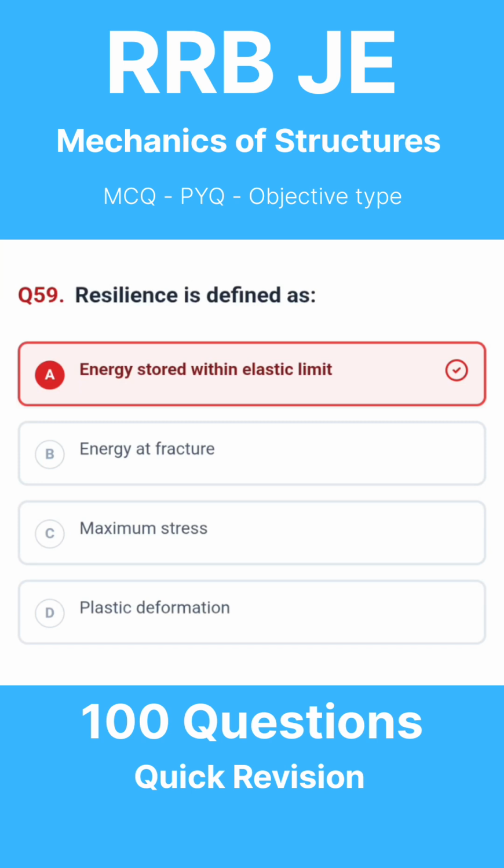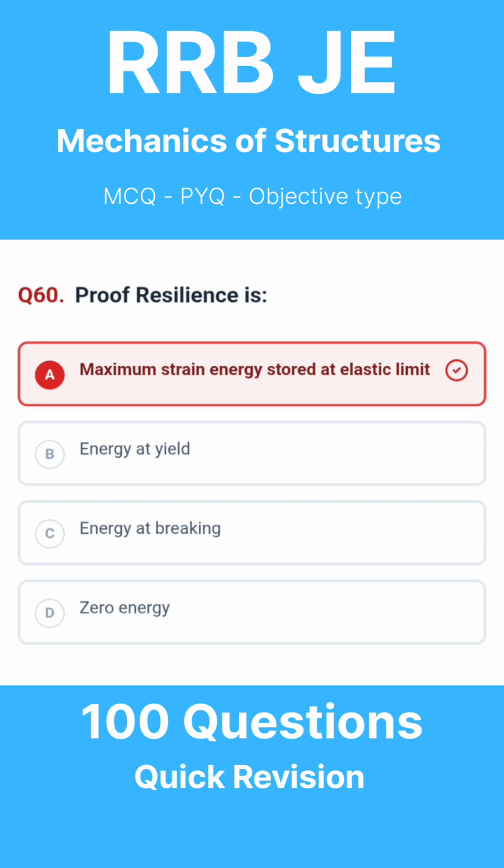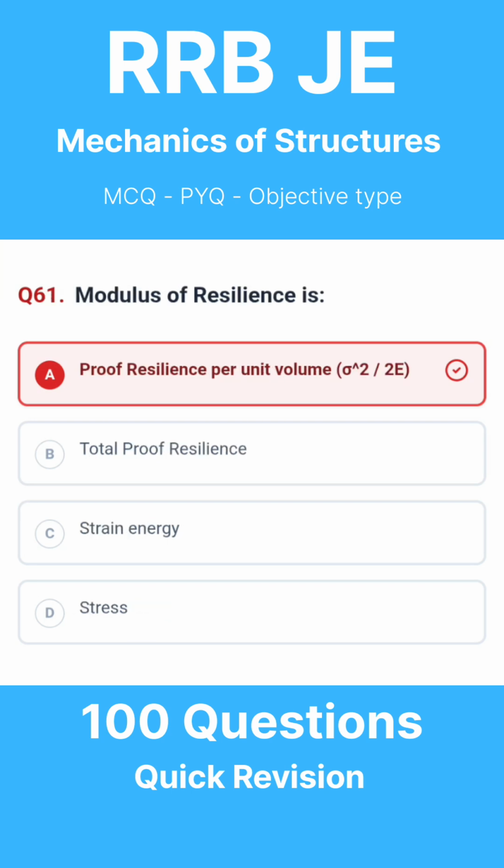Question 59. Resilience is defined as. The correct answer is energy stored within elastic limit. Question 60. Proof resilience is. The correct answer is maximum strain energy stored at elastic limit. Question 61. Modulus of resilience is. The correct answer is proof resilience per unit volume, sigma to the power of 2 divided by 2E.